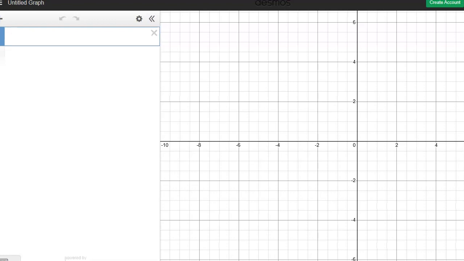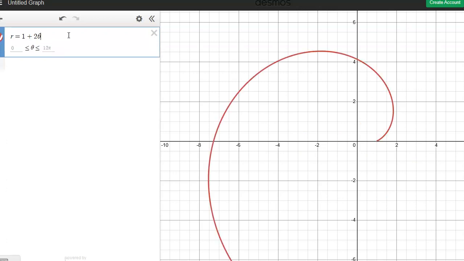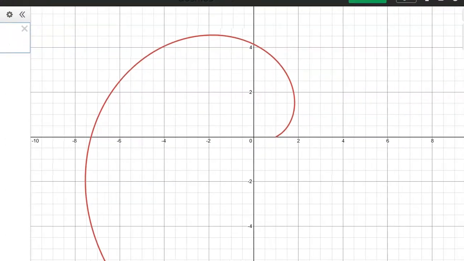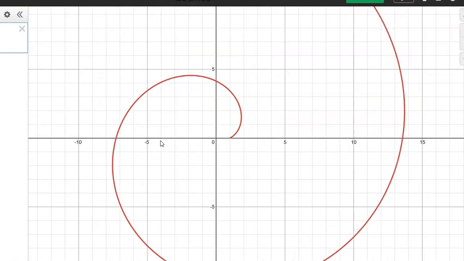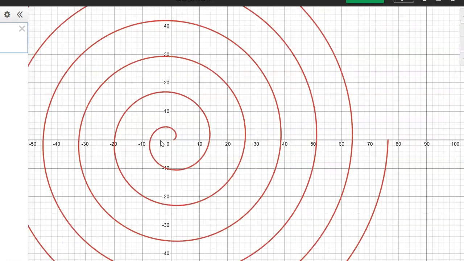So r equals 1 plus 2 theta would be done by typing r equals 1 plus 2 theta. Okay. So if you look at my graph, they automatically set it to go from 0 to 12 pi. Is that a good window? Let's see. If I zoom out a little bit, I get more spirals. And if I zoom out more and more, I get more and more spirals.